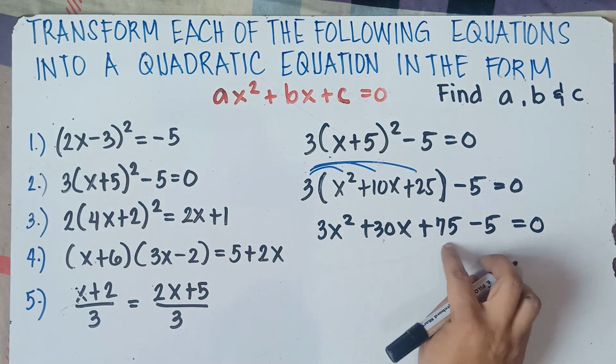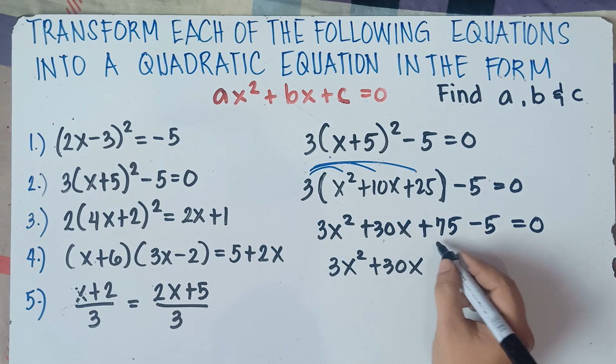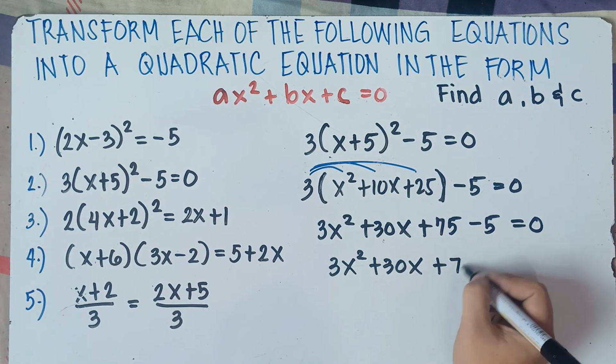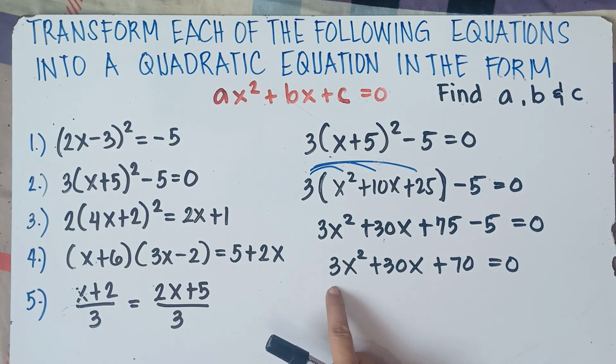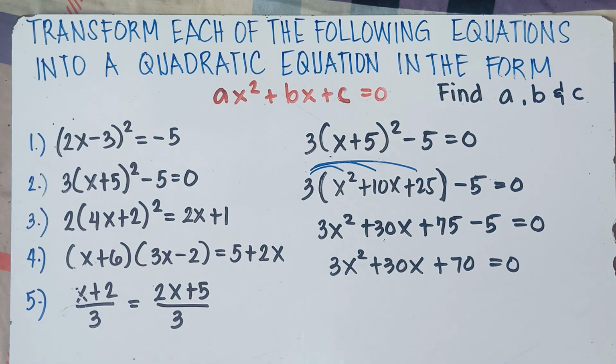And then combine this one. So copy 3x squared plus 30x. 75 minus 5, that would be 70. Positive 70 equals 0. So you check, class, if we can reduce. Can we reduce 3 by 3? Yep, 3 divided by 3 is 1. How about 30? Can we reduce it by 3? Yep, 30 divided by 3 is 10. How about 70, class? Can we divide 70 by 3?